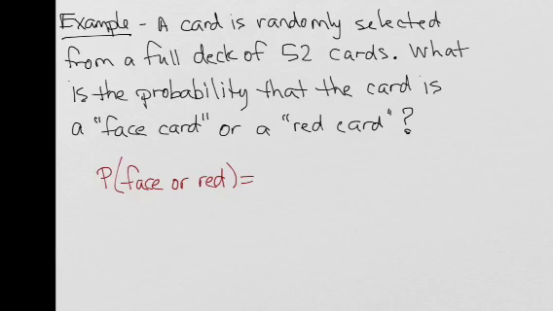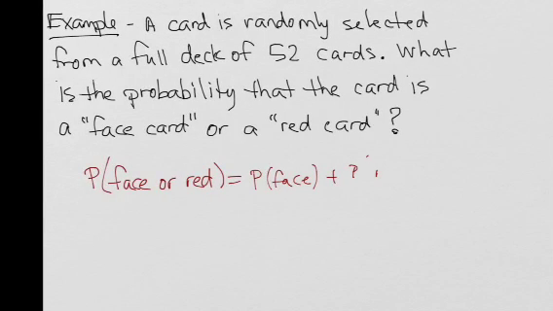So a card is randomly selected from a full deck of 52 cards. What is the probability that that card is a face card or a red card? All right, so first off, let's find the probability of A, the probability that this is a face card. All right, so that's our first thing. Then we're going to find the probability of B. In this case, B is the card being red.